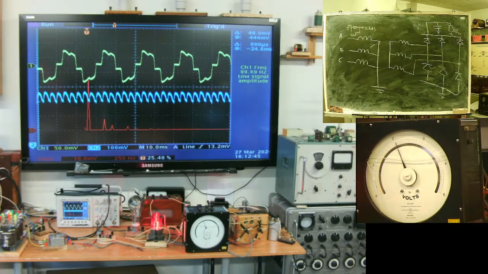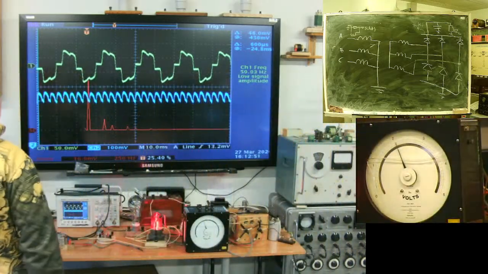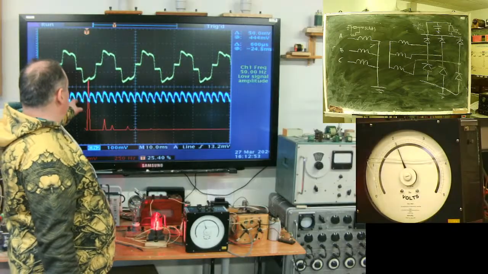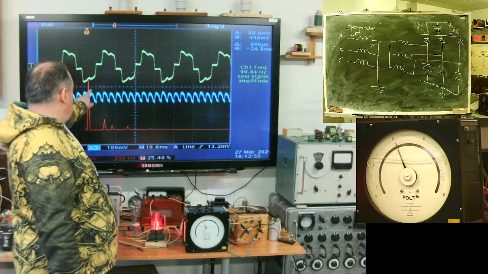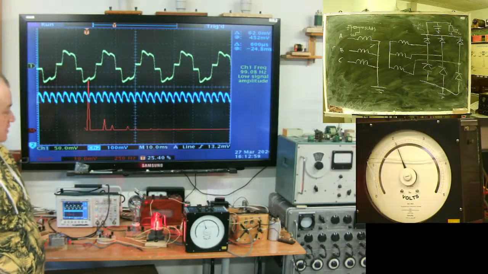See? Six waves for one period of primary. It's a 3-phase rectifier. So for each period of supplying voltage, I have 1, 2, 3, 4, 5, 6 waves on secondary side.